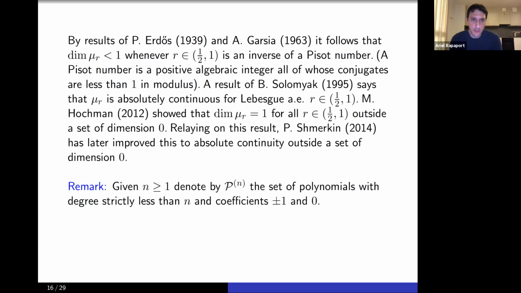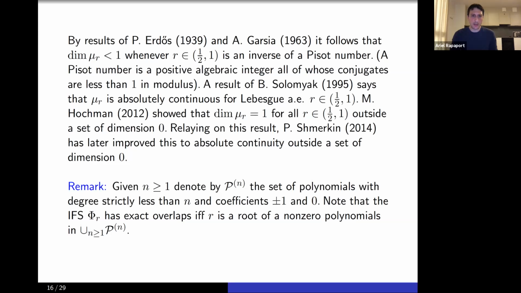And just another remark regarding what it means to have exact overlaps in the context of Bernoulli convolutions. I'll introduce this notation, which will also be used later. Given a positive integer n, I denote by P_n the set of polynomials of degree strictly less than n with coefficients only plus or minus 1 and 0. It's not hard to see that the IFS phi r has exact overlaps if and only if r is a root of such a non-zero polynomial, I mean a polynomial with these coefficients.